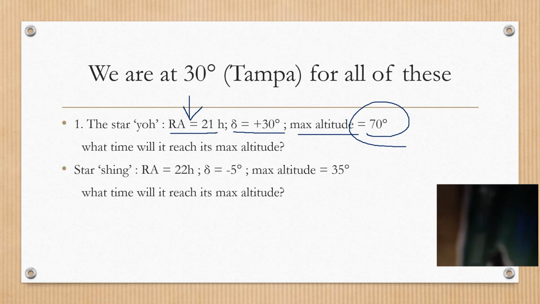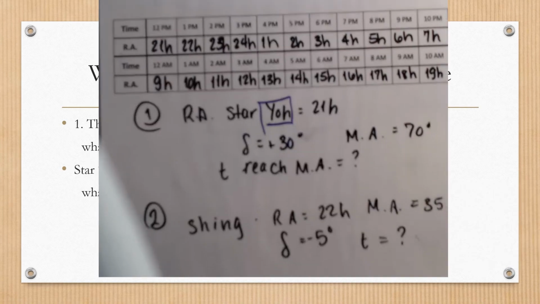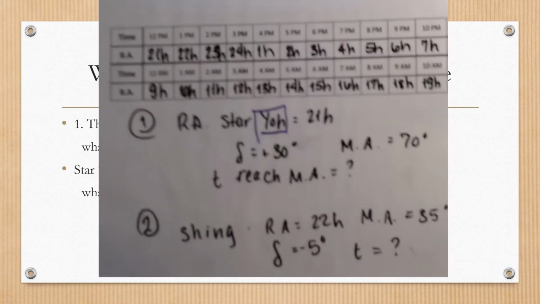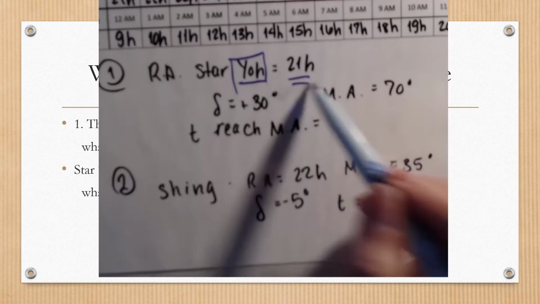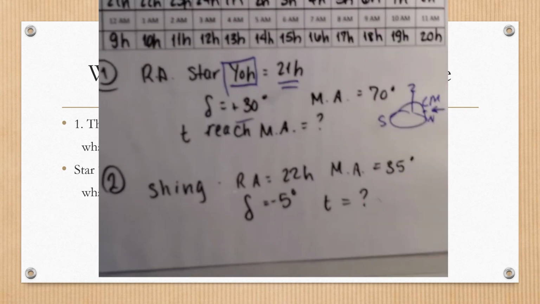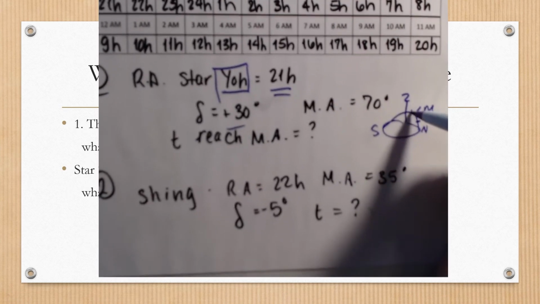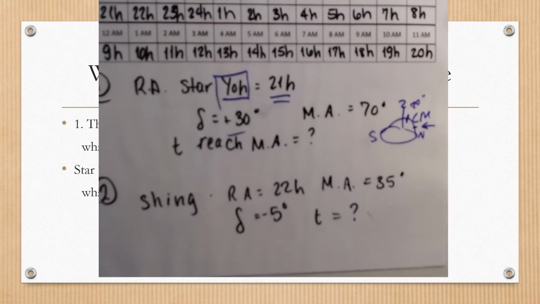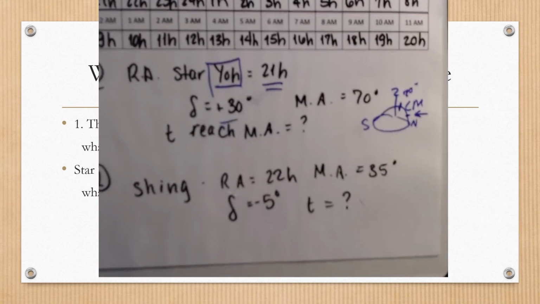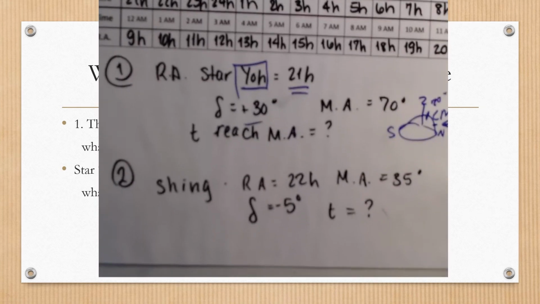Now we are going to be using that 12 noon again. So remember, 12 noon right now, since we're on February 8th, is going to be starting at 21 hours. Now let's give this a go. All right, so let's start with star Yo. Star Yo has a right ascension of 21 hours. Its declination is plus 30. It has a maximum altitude of 70 degrees, meaning it's about up here, right near the zenith. So it's got about a 10-hour rise and set going on there.